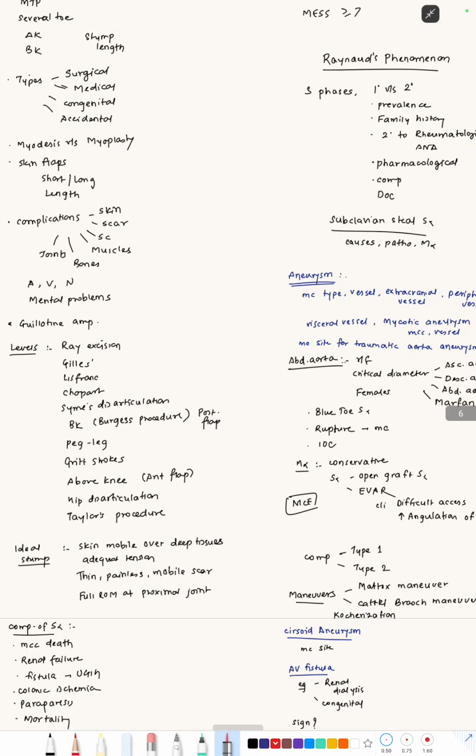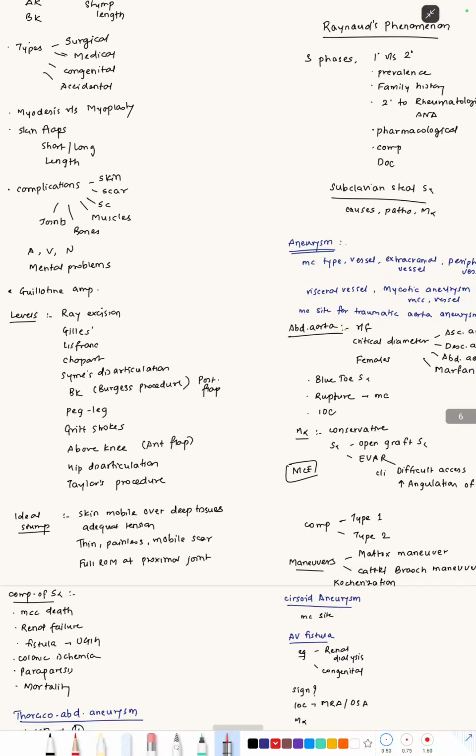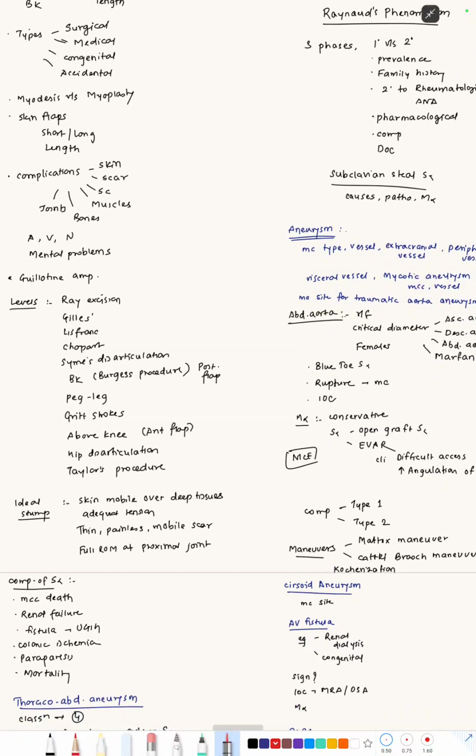Now, the skin flaps. The skin flaps are further divided as short flap and long flap. Short flaps are broader at the bases. The longer flaps are taken from the compartment which has more bulk, for example, the posterior compartment of the leg. Then the length of the flap is as said in above knee and below knee amputations.